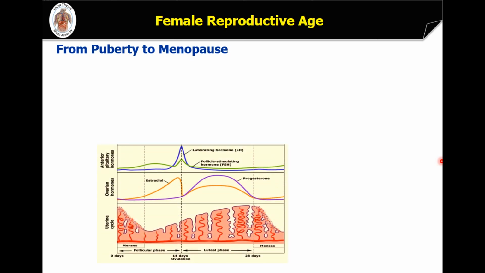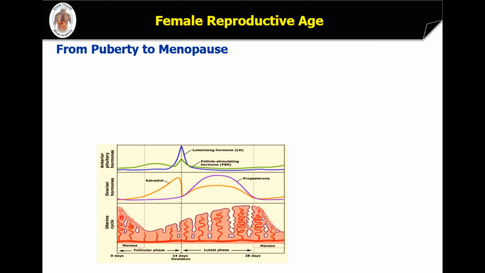Female reproductive age ranges from puberty to menopause. Puberty means onset of the reproductive life, and menopause is the cessation of reproductive life. Usually 11 to 13 is the puberty age, and menopause is around 45 years of age. So during this period, there will be some hormonal change, the hormones secreted by the anterior pituitary and ovary cell.